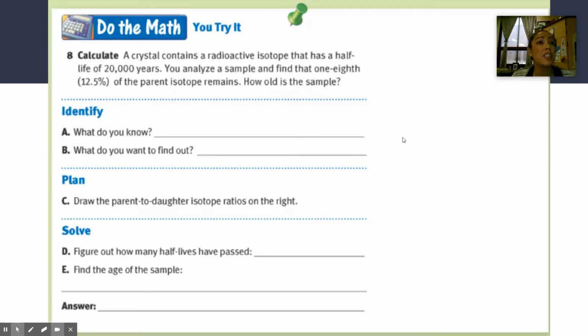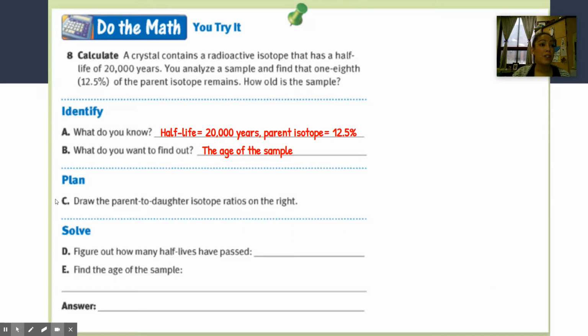So similar situation, a crystal contains a radioactive isotope that has a half-life of 20,000 years. So this one takes a little bit longer to break down. You analyze the sample and find that 1/8 of that sample remains parent isotope. How old is the sample? So what do we know? We know that the half-life of this element is 20,000 years. And we also know that it's still 12.5% radioactive, okay? That's what we know. We need to figure out how old this sample is.